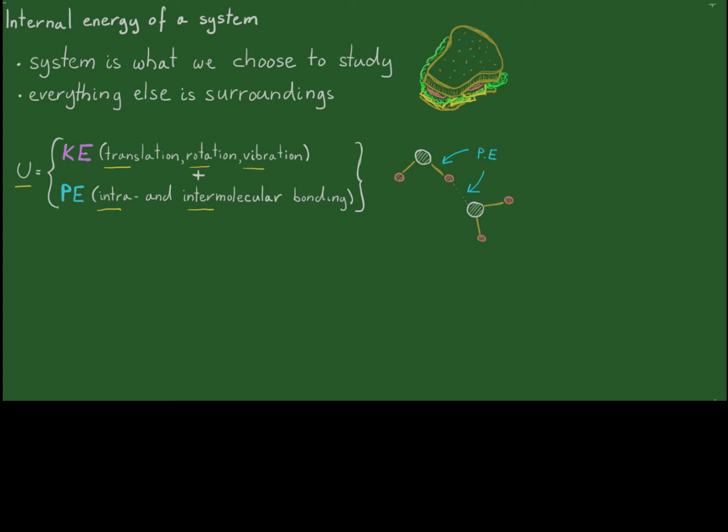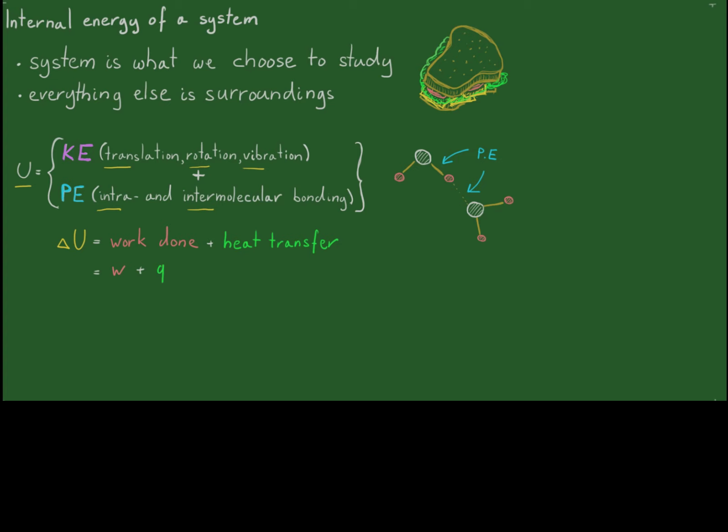Now, as it so happens, we cannot measure U directly. However, what we can measure is the change in U, so the change in the internal energy. Delta U is equal to work done plus heat transfer. It is written or shortened as delta U equals W for work plus Q for heat transfer.